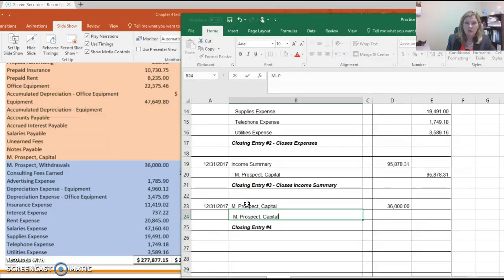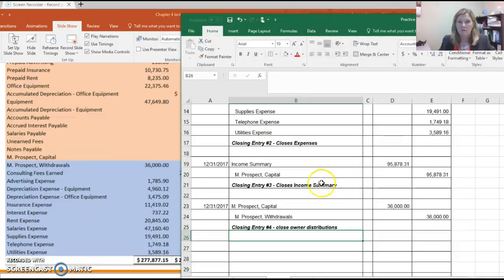And our credit is M Prospect withdrawals. So closing entry number 4, close owner distributions.